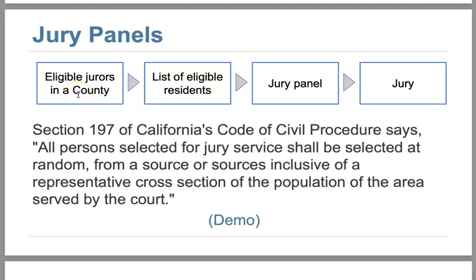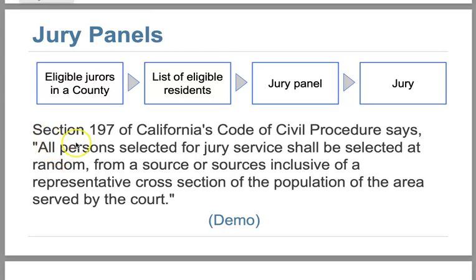The first thing, of course, is that we have all the eligible jurors from the county. Then we have the list of eligible residents. Then we will have the random selection and the fair selection. So we have our jury panel. Of course, the actual jurors will be according to some final selection from the jury panel.